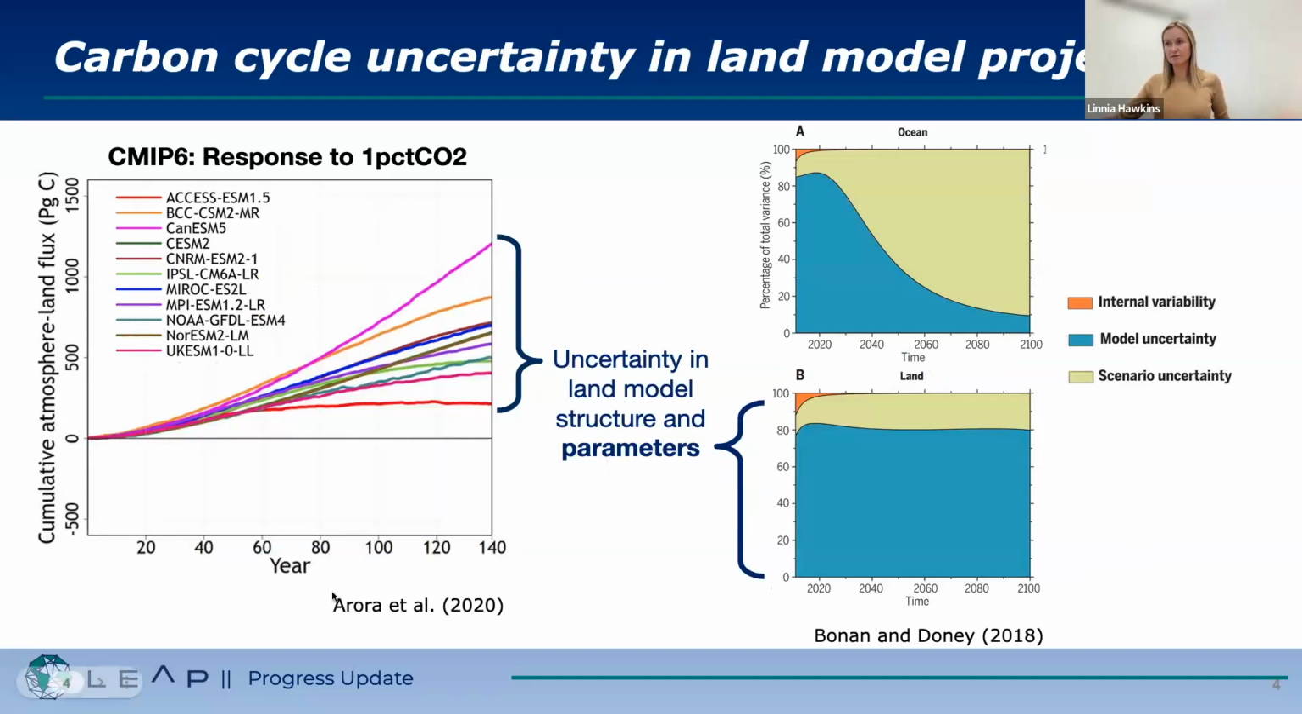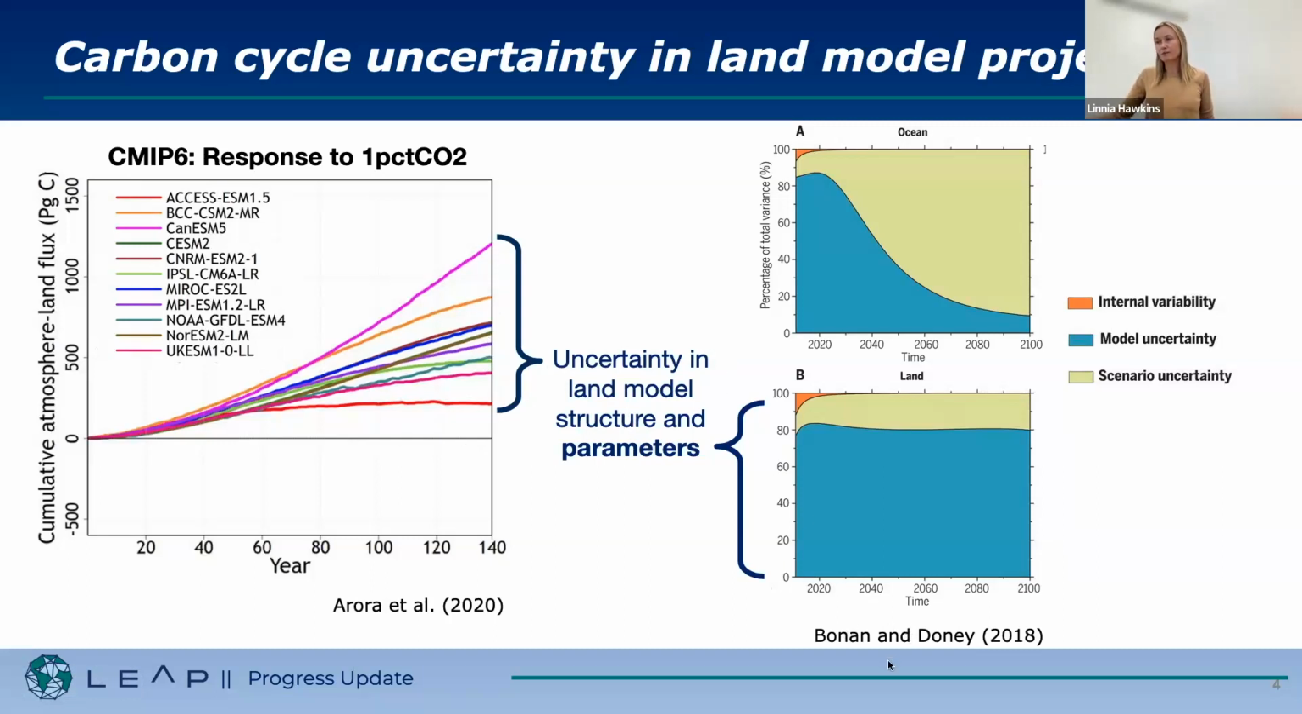This study on the left from Arora et al. shows the cumulative atmosphere-land flux. So that's the amount of carbon absorbed or taken up by the land surface out of the atmosphere in response to a 1% increase in CO2 year over year from a set of CMIP6 models. And there's just a really large spread in this cumulative land flux. And this is due to uncertainty in both the land model structure as well as its parameters.